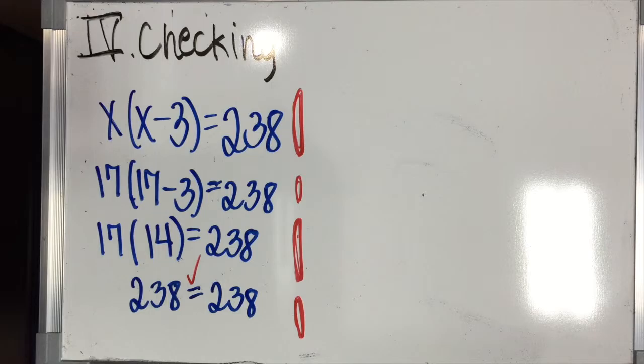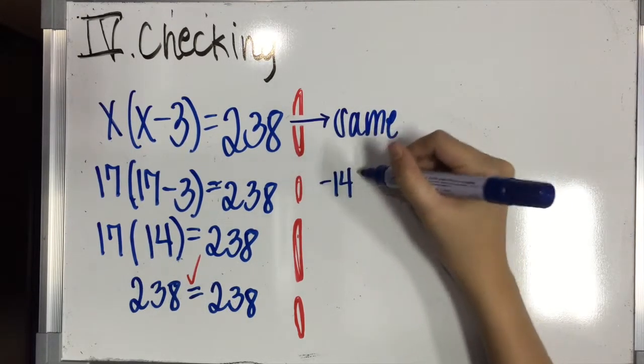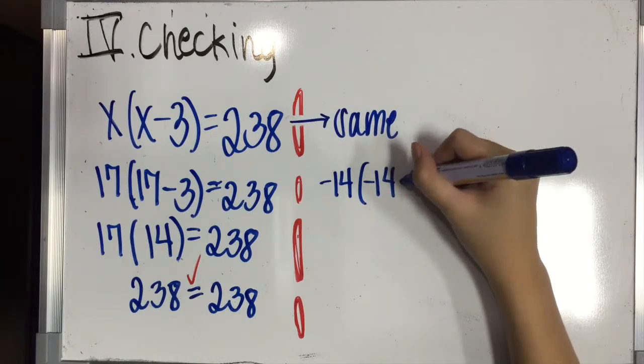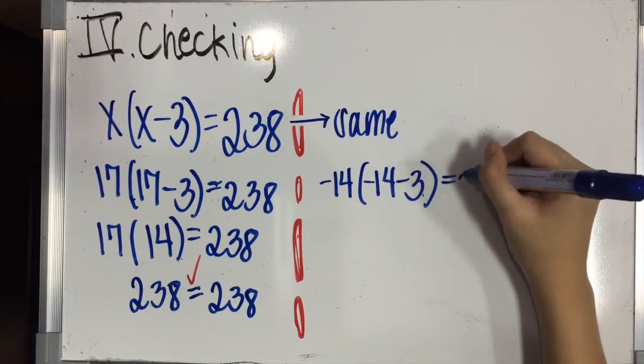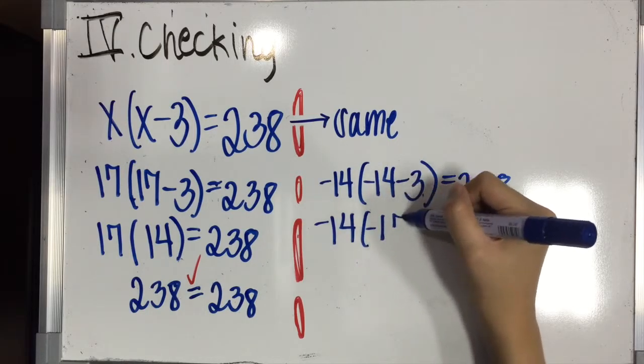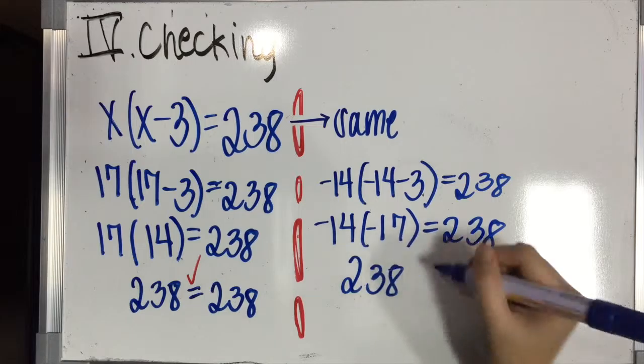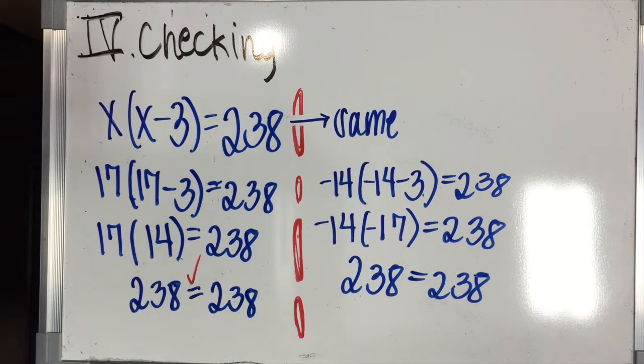Let's try the other one, which is negative 14. Negative 14 times negative 14 minus 3 equals 238. Negative 14 times negative 17 equals 238. 238 equals 238, so that is also making it true. Those are our two final answers.